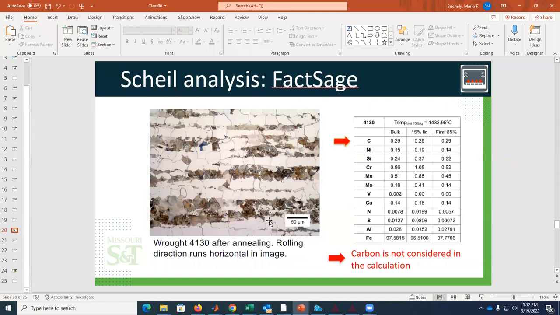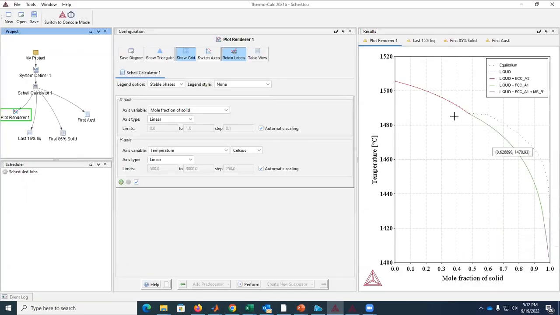I don't know if it is clear here, but you can see that sometimes in the banding, because this is the last liquid to solidify, you see elongated manganese sulfide, because that's predicted by the Scheil solidification. That's never predicted by, for example, an equilibrium calculation, but it's predicted by the Scheil. So that's another interesting part.